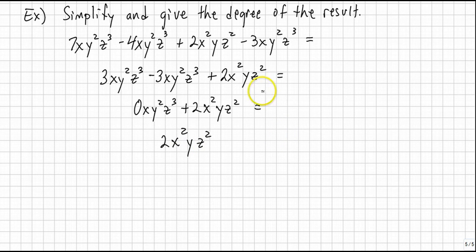So right down here. And the degree of the result, well, I have an x squared, I have a y to the first, and a z squared. So I add the exponents. I add the degrees of each variable. So it would be 2 plus 1 plus 2. This would be degree 5.